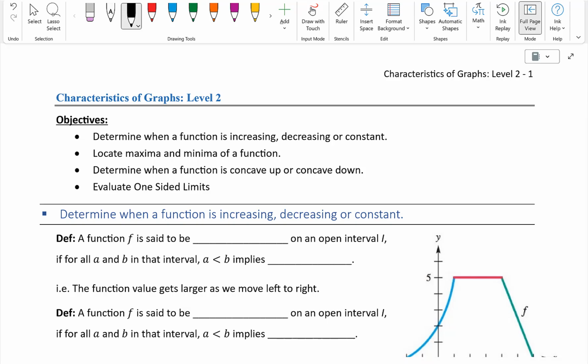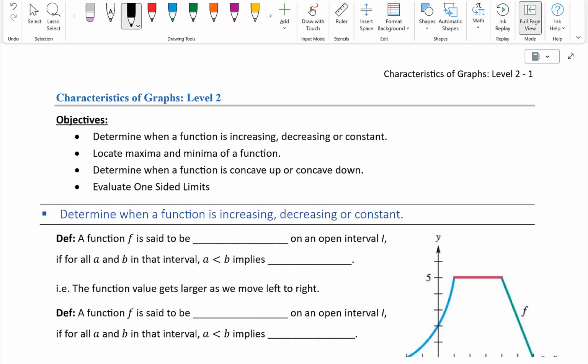Our objectives include determining when a function is increasing, decreasing, or constant, locating maxima and minima of a function, determining when a function is concave up or concave down, and evaluating one-sided limits. We start with determining when a function is increasing, decreasing, or constant, and some definitions.